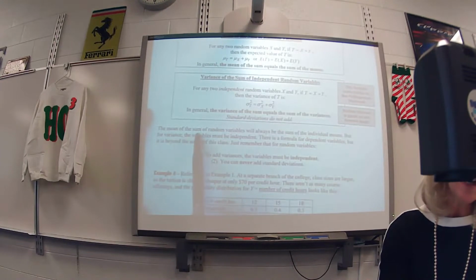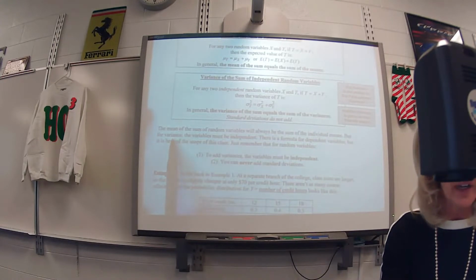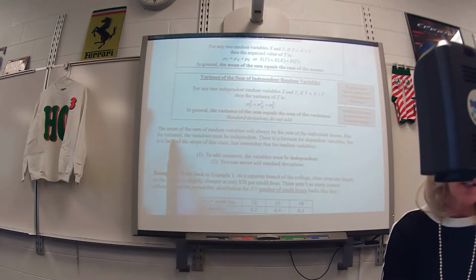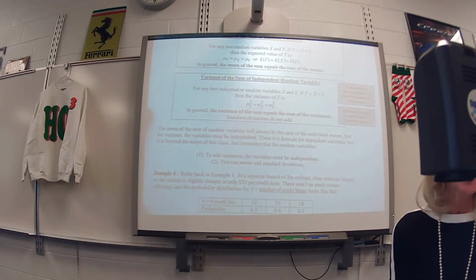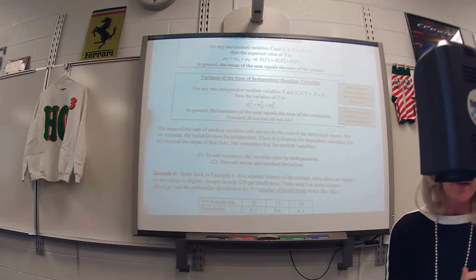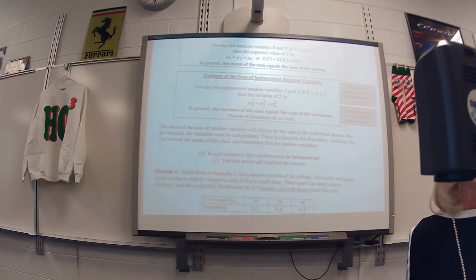The mean of the sum of random variables will always be the sum of the individual means. But for variance, the variables must be independent. There is a formula for dependent variables, but it's beyond the scope of this class. To add variances, variables must be independent, and you never add standard deviations.